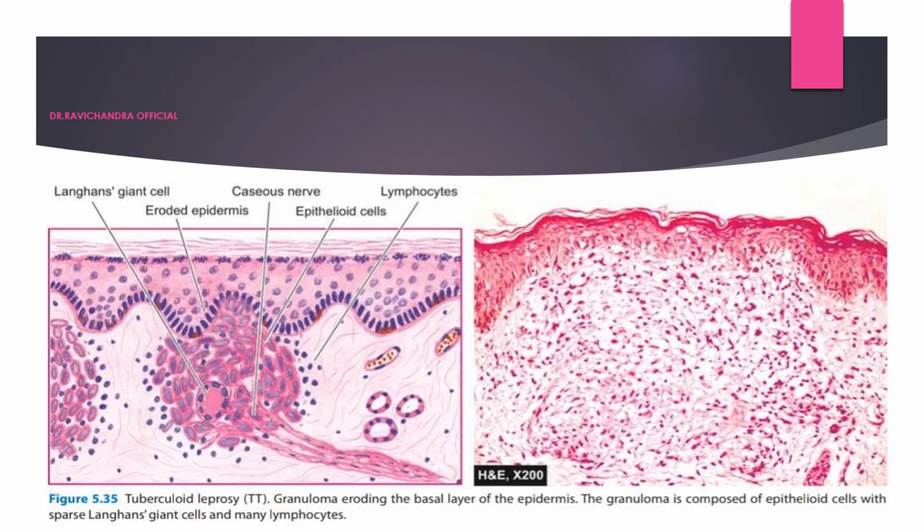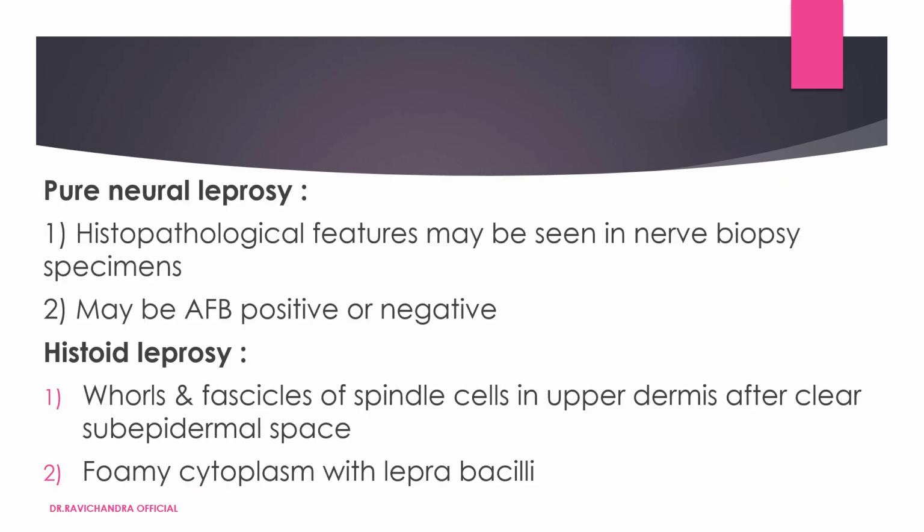Langhans type of giant cells are seen in lepromatous leprosy, tuberculoid leprosy. Answer is tuberculoid leprosy. Eroded epidermis is seen in tuberculoid type of leprosy. Pure neural leprosy, histopathological features can be seen in nerve biopsy specimens and they may be AFB positive or negative.